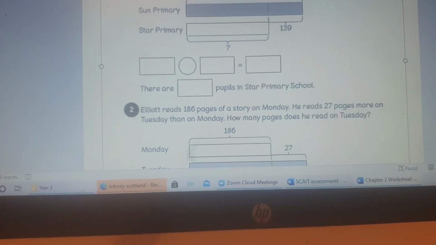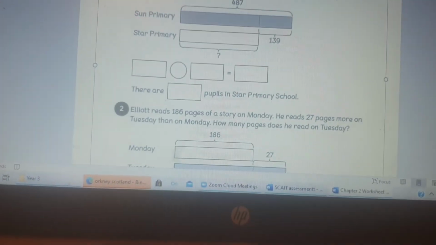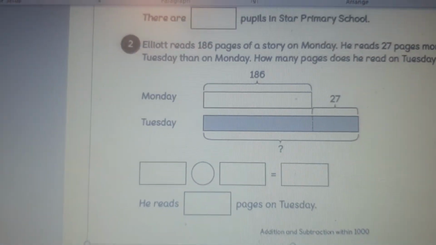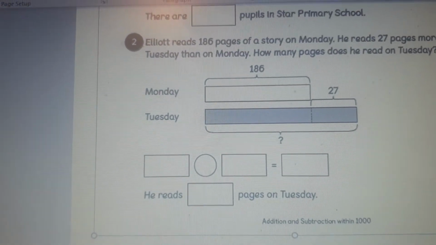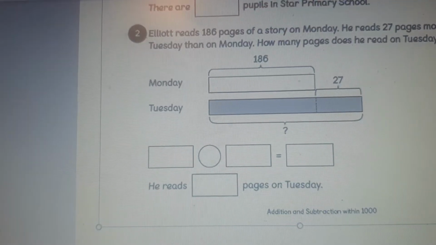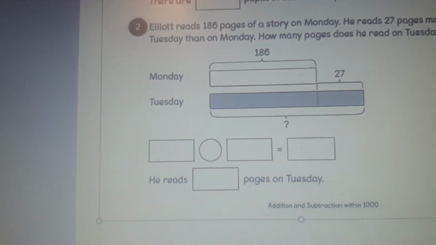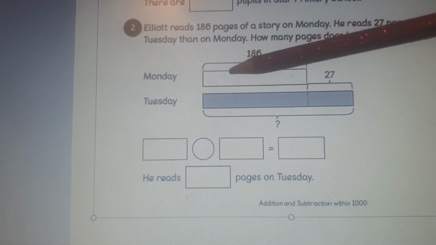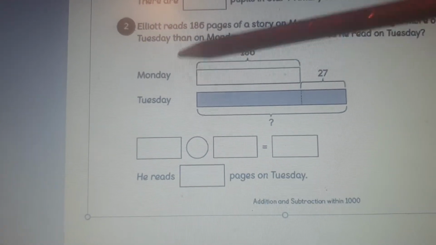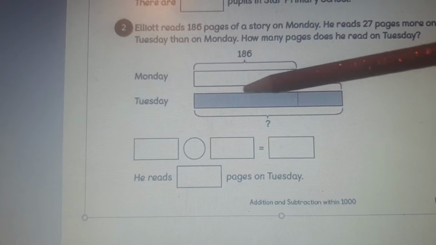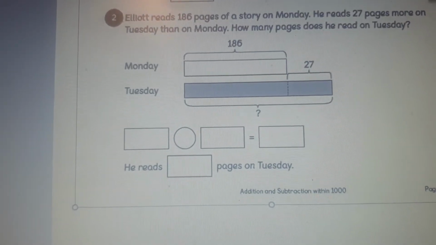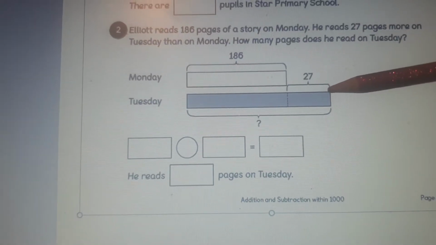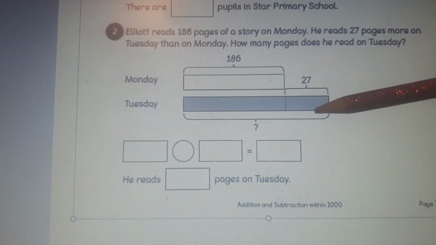And if we look at number 2, Elliot reads 186 pages of a story on Monday. He reads 27 pages more on Tuesday than on Monday. How many pages does he read on Tuesday? So he reads 186 pages on Monday. On Tuesday, he reads 27 pages more. So how many pages does he read?